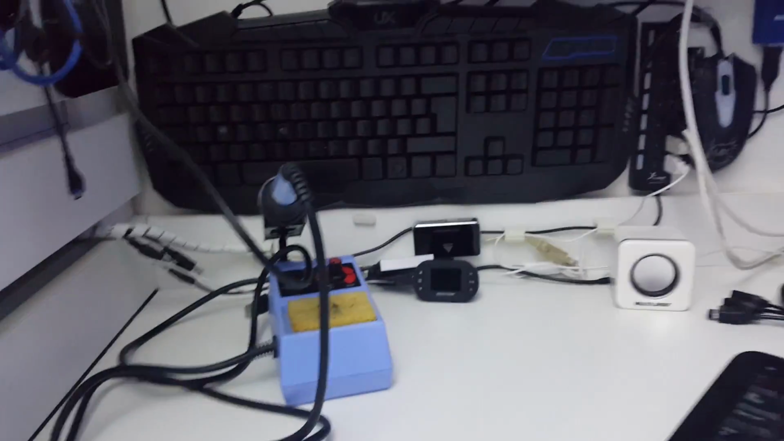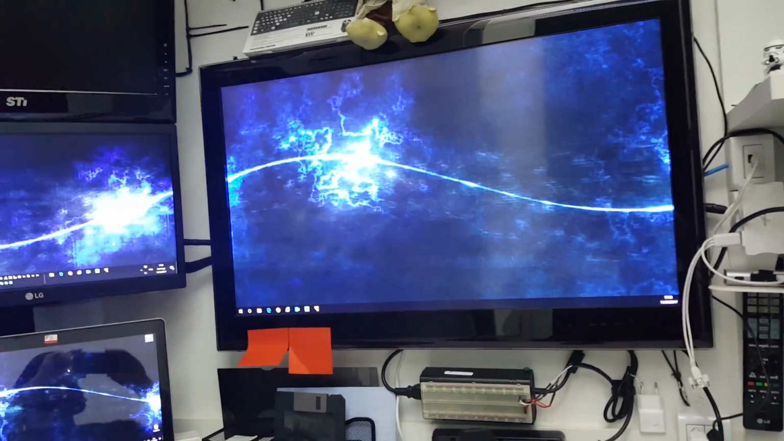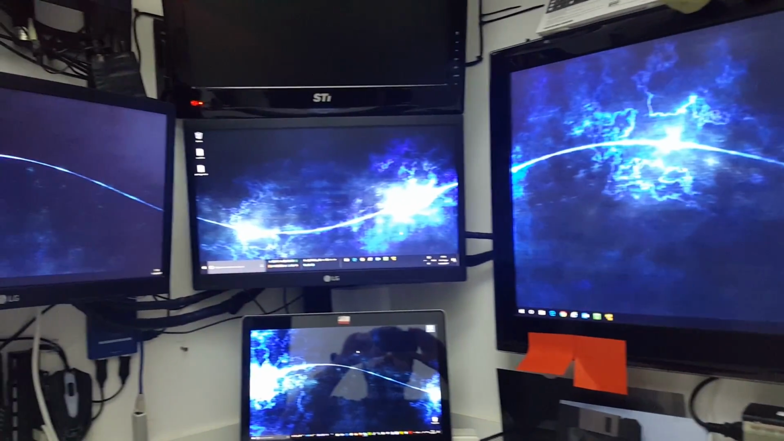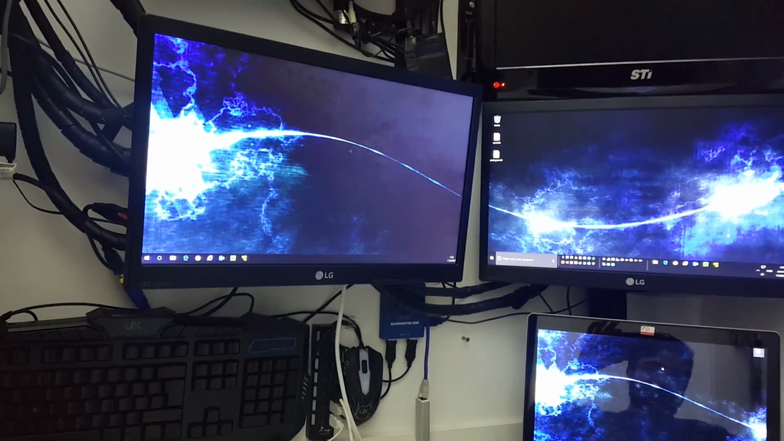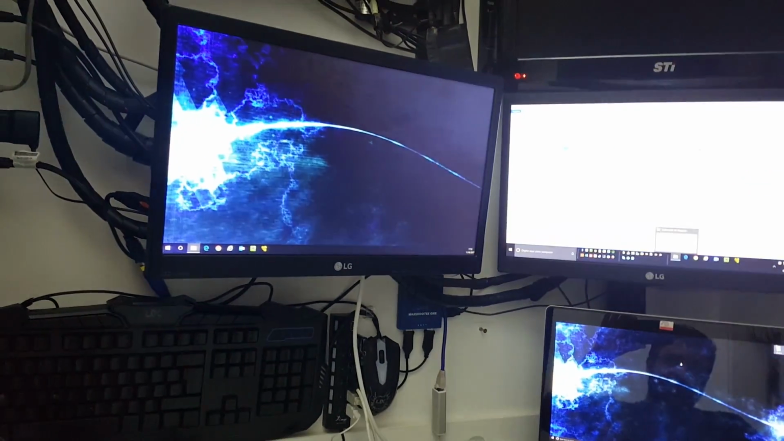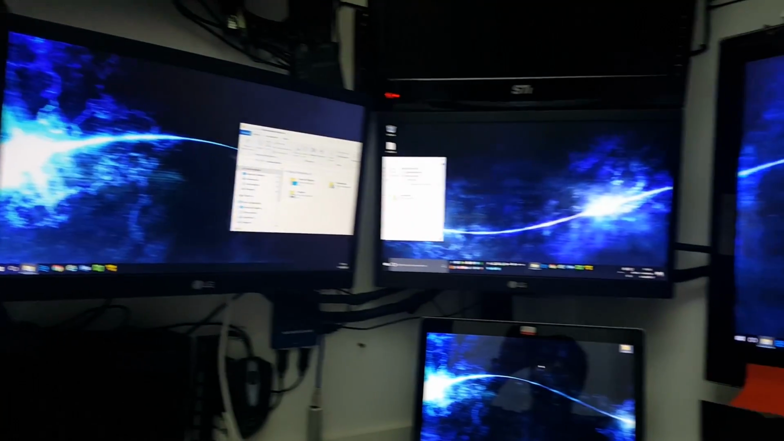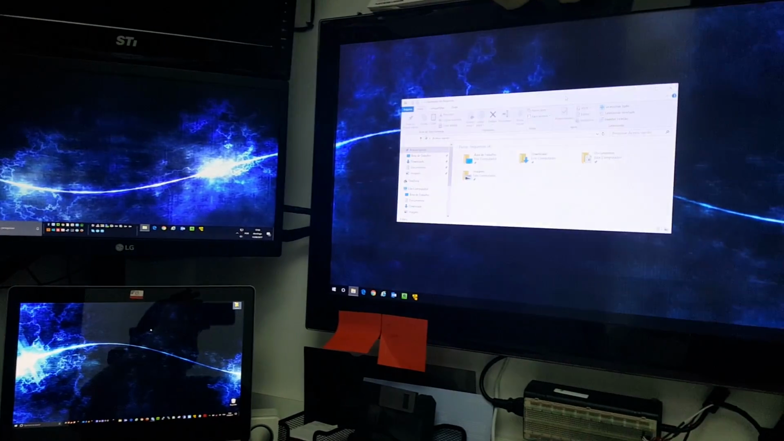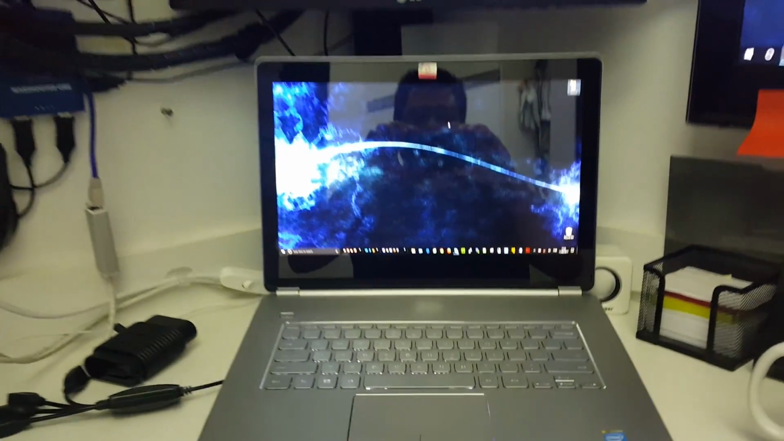So, moving to the computer itself, I have 3 monitors. Each of them is independent. So if you see, I can have a window moving back and forth from each monitor.